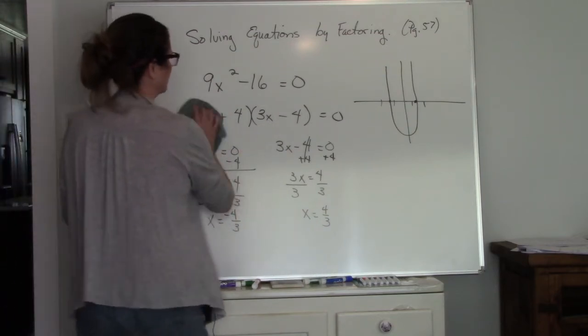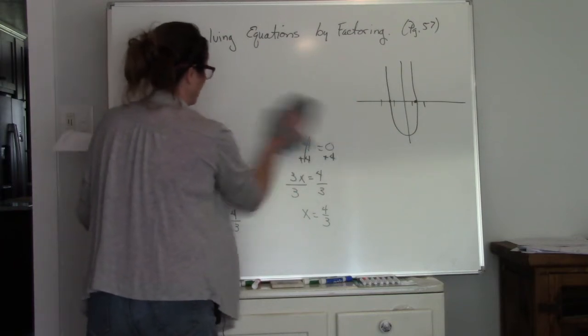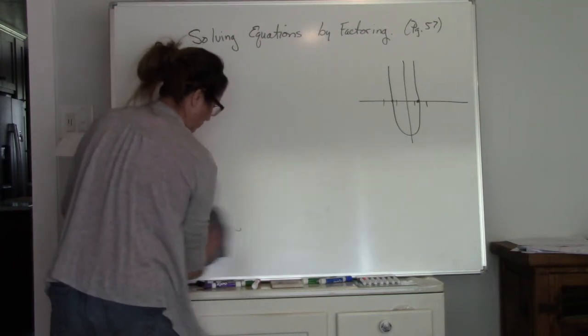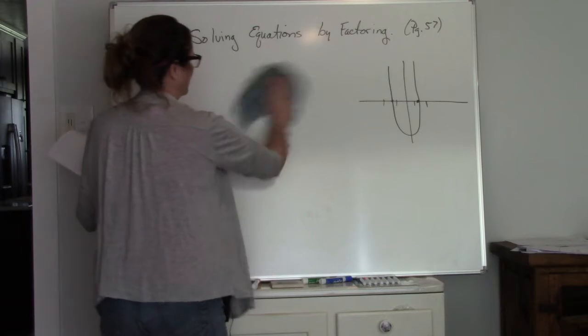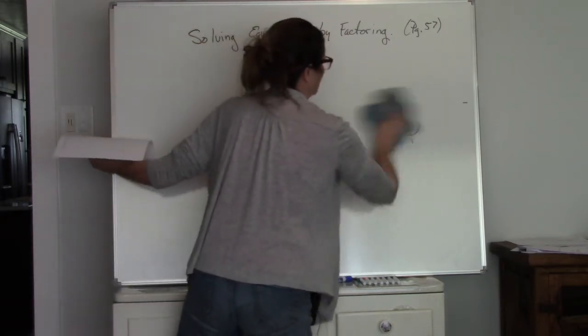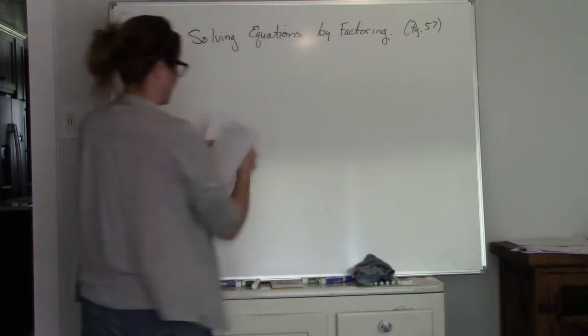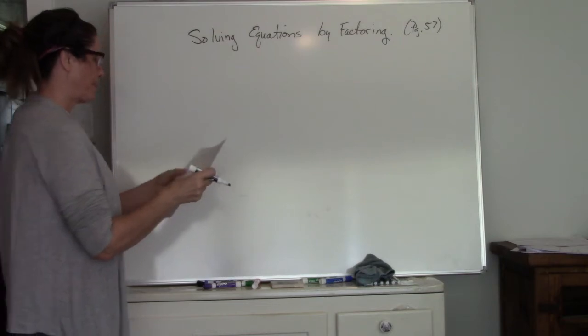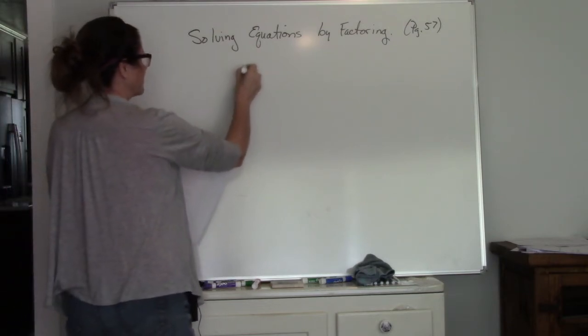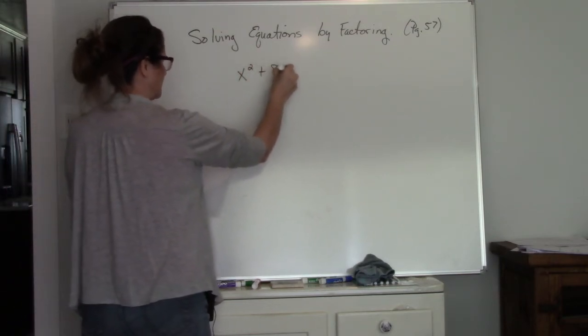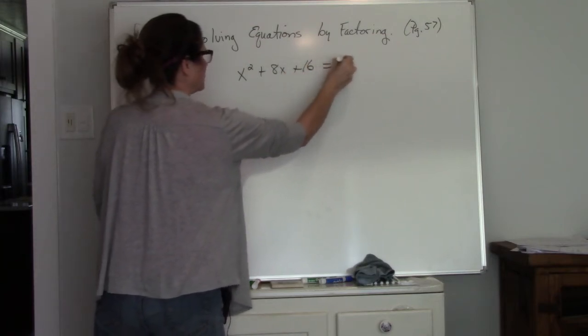All right, let me try another one. I want to try at least one of each technique. Okay, so the next one, we have x squared plus 8x plus 16 equals 9.